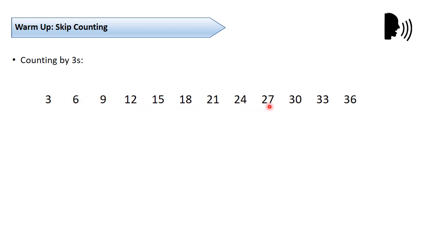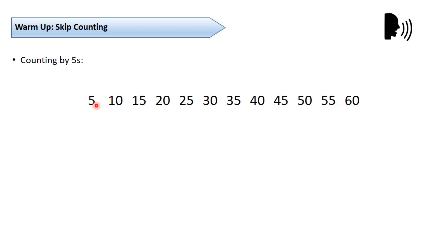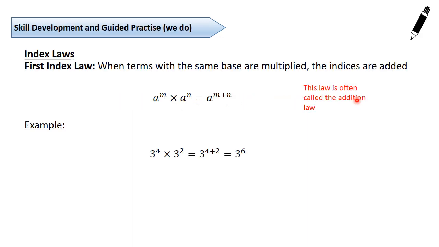3, 6, 9, 12, 15, 18, 21, 24, 27, 30, 33. Same with the 4s. 4, 8, 12, 16, 20, 24, 28, 32, 36, 40, 44, 48. 5s. 5, 10, 15, 20, 25, 30, 35, 40, 45, 50, 55, 60.